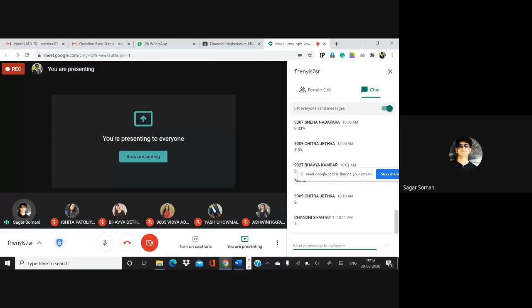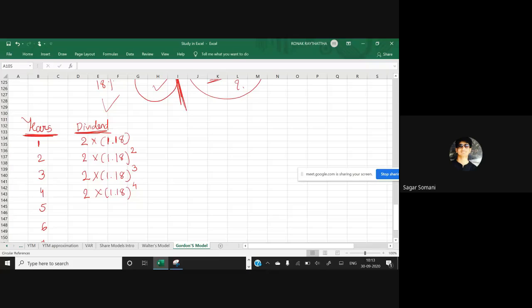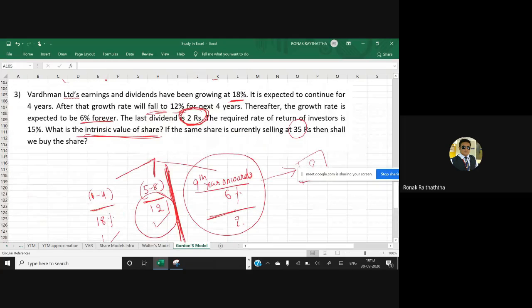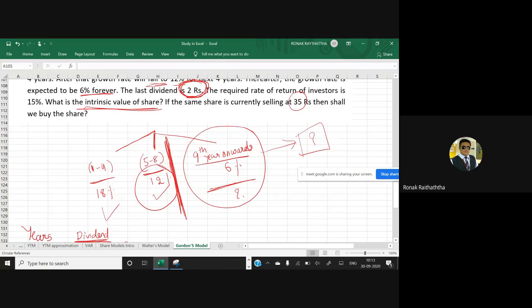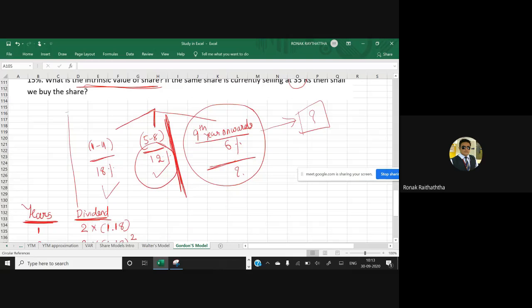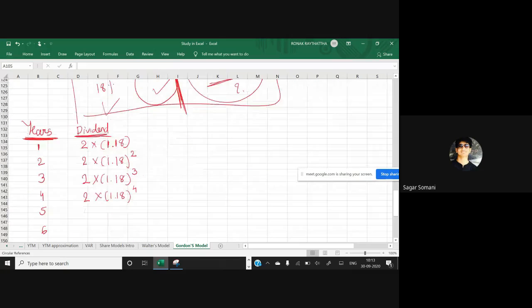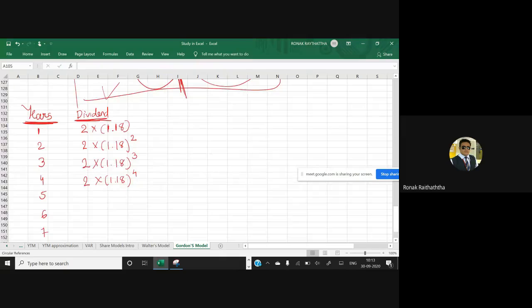Sir, please show the question. Please show the question. So this is what you want to see. Nothing much left in the question actually, because we have written it over here. From this information itself you may find it. For initial 4 years it was 18%. From 5th to 8th year we have 12%. 1.12. 2 into 1.18^4 multiplied by 1.12, that is the answer of 5th year.